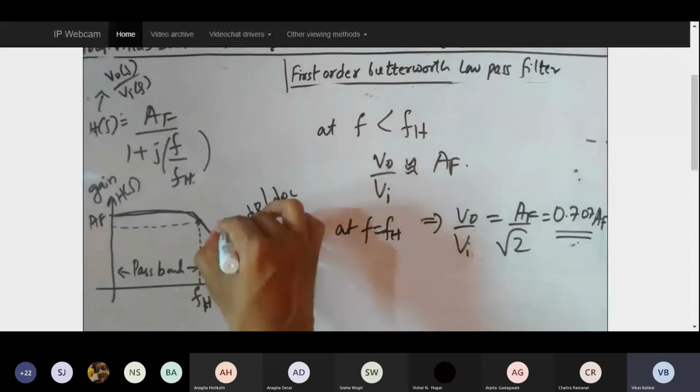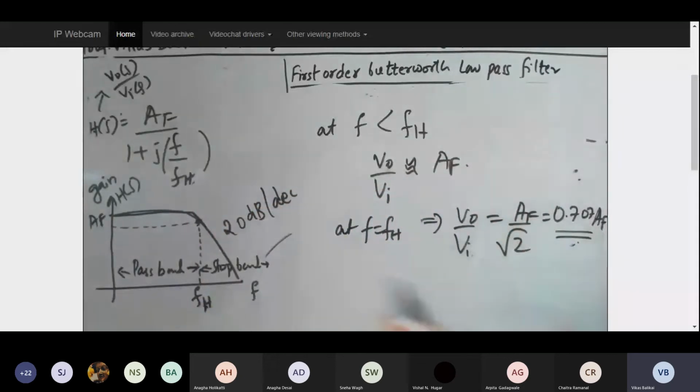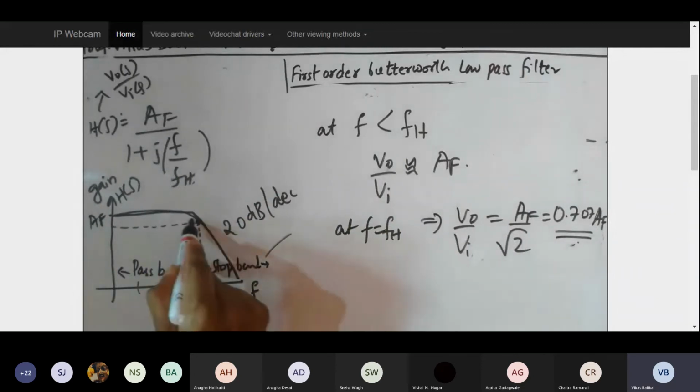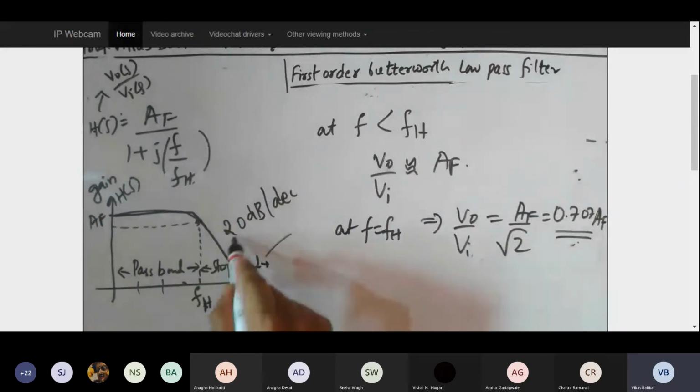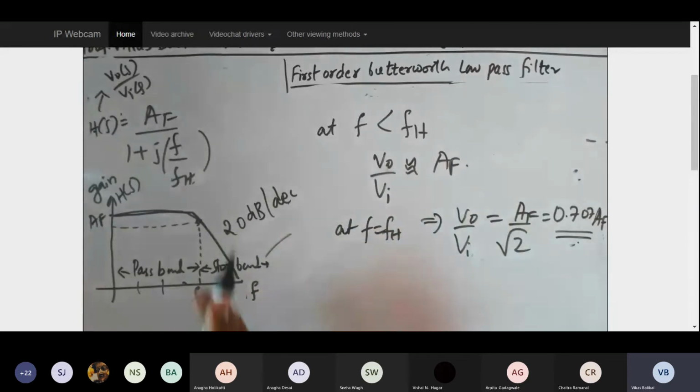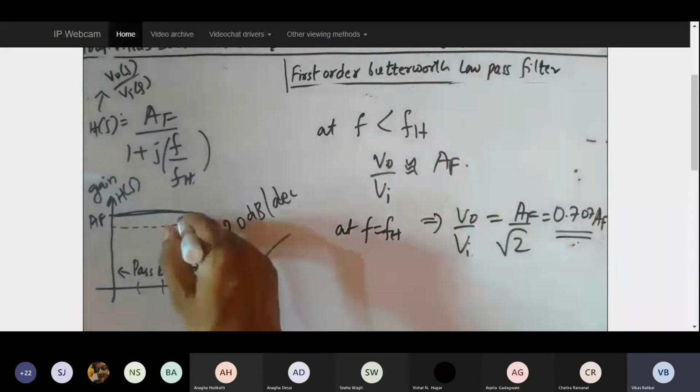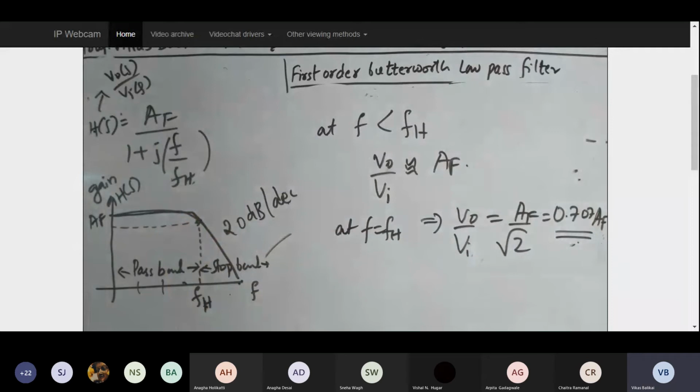If I talk in terms of dB and frequencies, when I increase the frequency 10-fold, because the graph will be a frequency graph, a graph of 10-10 box. So when the frequency increases 10-fold, the gain will roll off at 20 dB per decade. Decade means for every 10 times increase in frequency, the gain will roll off by 20 dB. So this is all about this particular 0.707 times A, if I want to talk in terms of actual number.